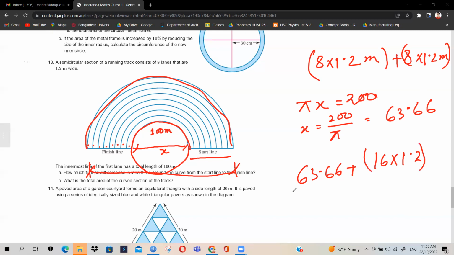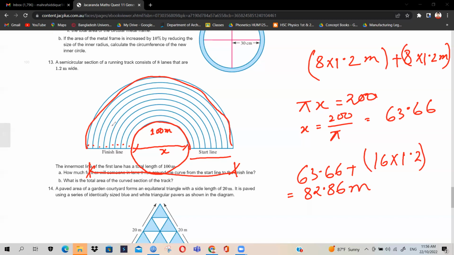So what is the value for this? Please tell me that also. It should be 80 something. 82.86. 82.86. Okay, good. All right, 82.86 meters.